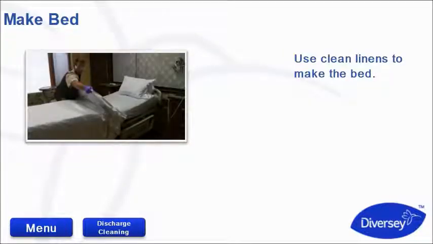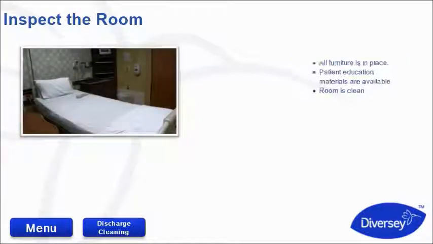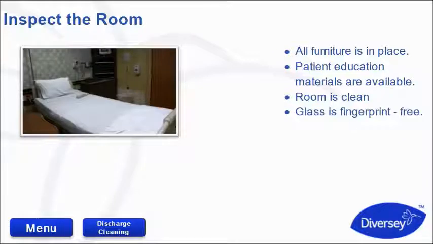After ensuring the mattress is dry, make the patient bed with fresh linens. Replace any other linens as required. When all these steps have been completed, inspect the room to ensure that all steps have been completed and all the furniture and patient education materials have been properly placed. Make sure the patient room looks clean and presentable, and all mirrors and glass are fingerprint-free.